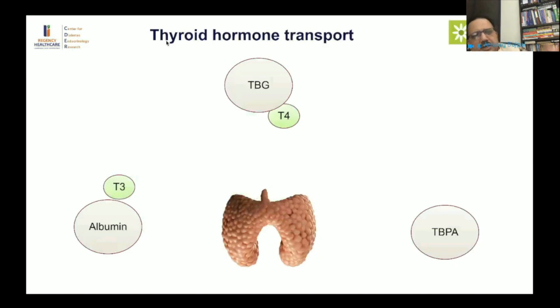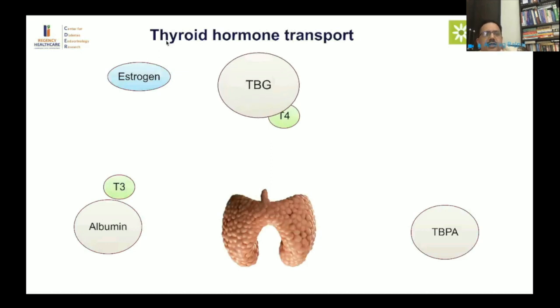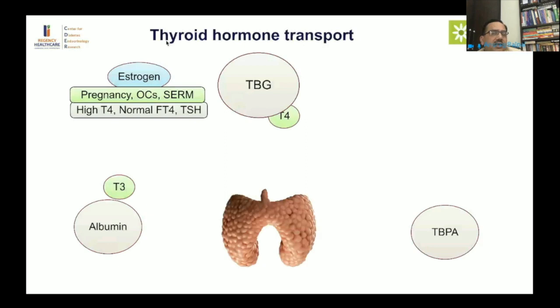So alteration in any of these levels will cause alteration in thyroid functions, and particularly in thyroid function tests, and we can have normal thyroid functions also in that perspective. So the most important confounding factor in this setting is estrogen, which causes increase in TBG, particularly in the setting of pregnancy, oral contraceptives, or use of selective estrogen receptor modulators, resulting in a constellation of high T4, normal free T4, and normal TSH. This condition does not require treatment.